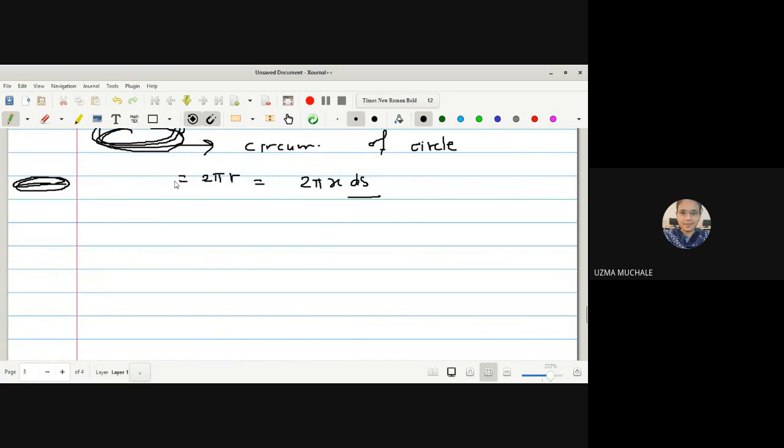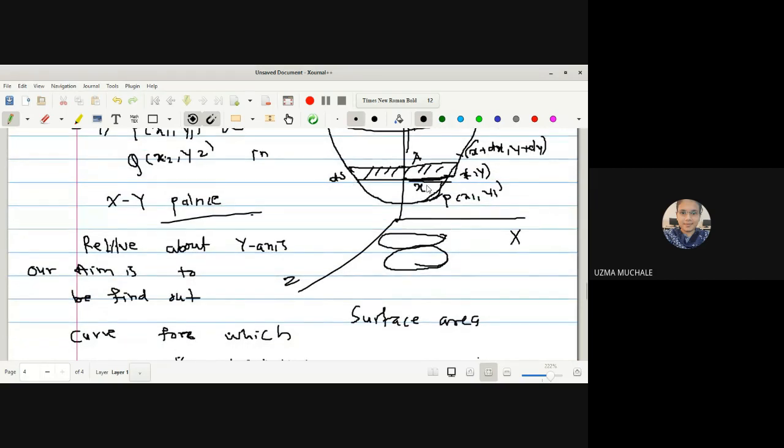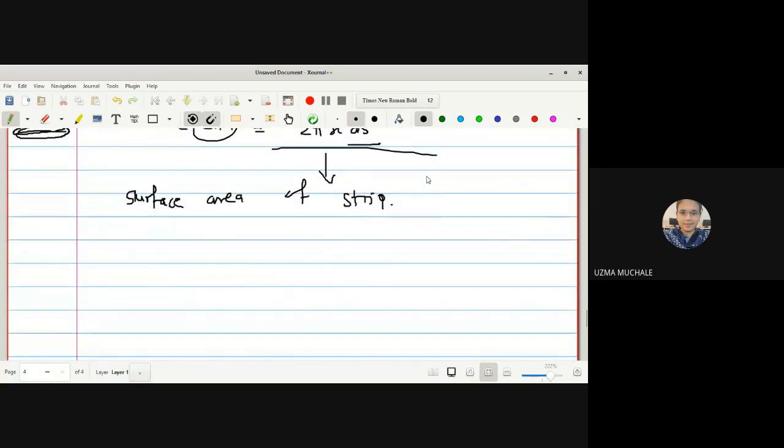So we can say that this is the circumference of the circle, 2 pi r, and this is nothing but your surface area of a strip, given by 2 pi x ds. Which strip will it be? This is the strip we get. The ds that we have considered, that is a strip. So that is what the surface area of a strip is given by, 2 pi x ds. Then the total integration will be given by I equals integral from p to q of 2 pi x ds.